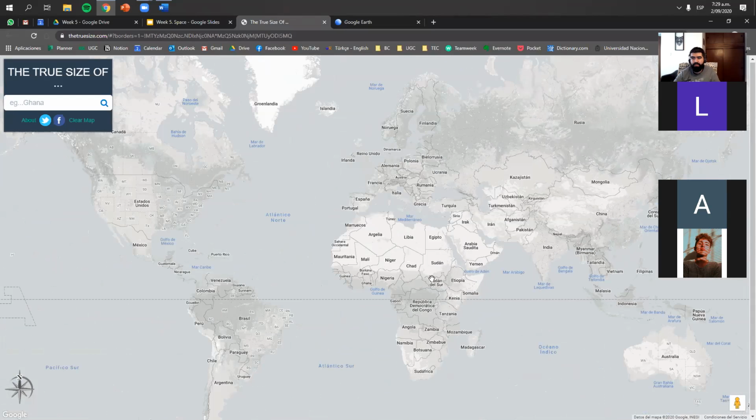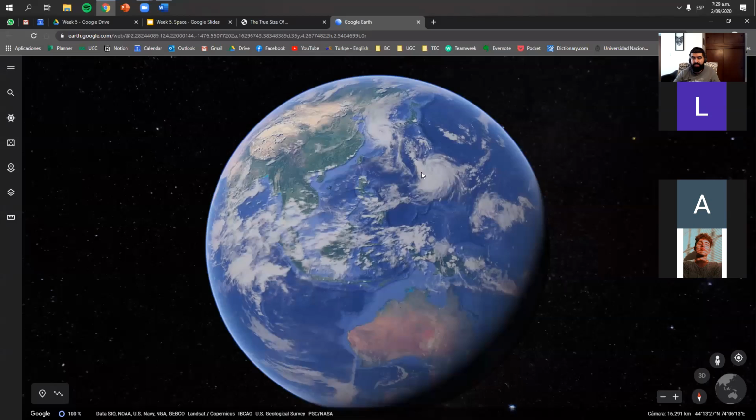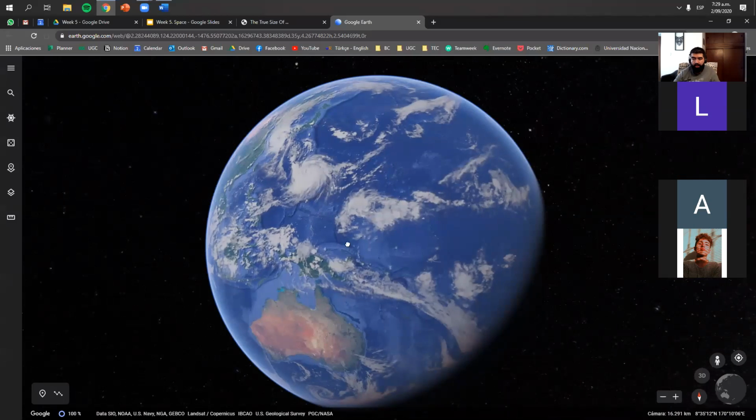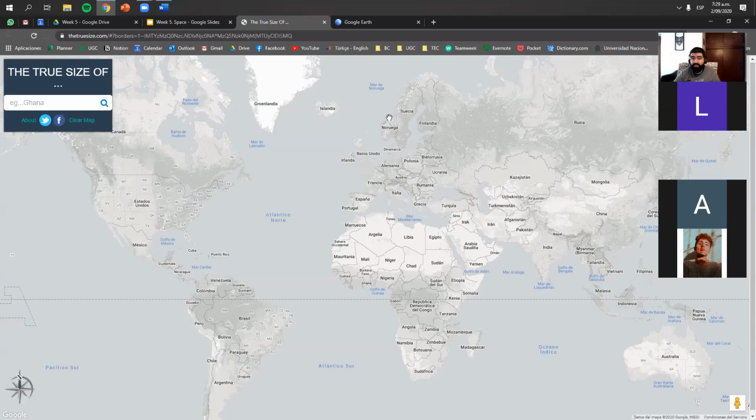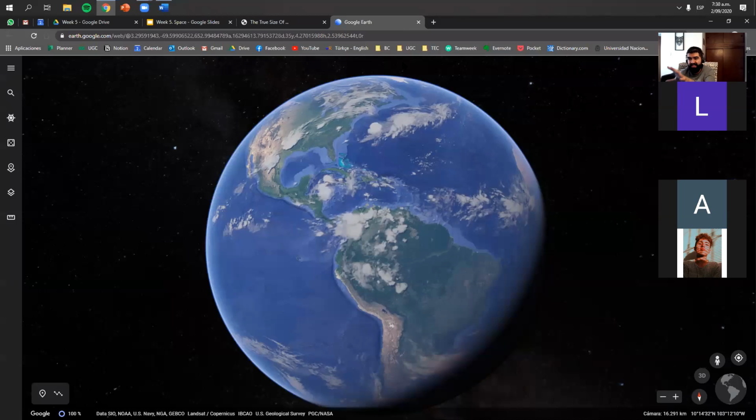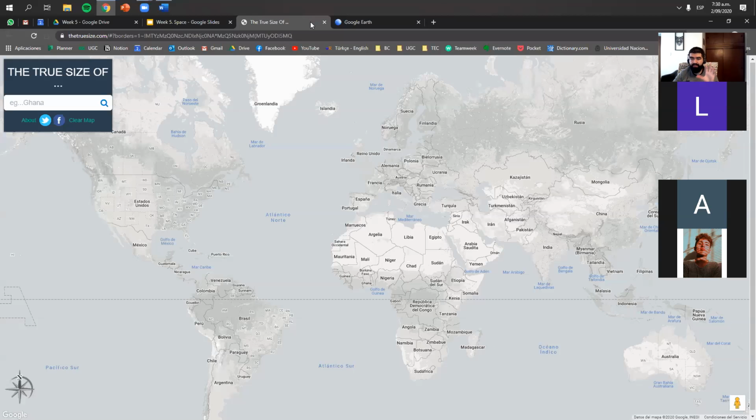Give me one second, please. We can convert this spheric model into a flat map. So that's what they use the Mercator projection for. The Mercator projection is for that, to represent this as a flat map.